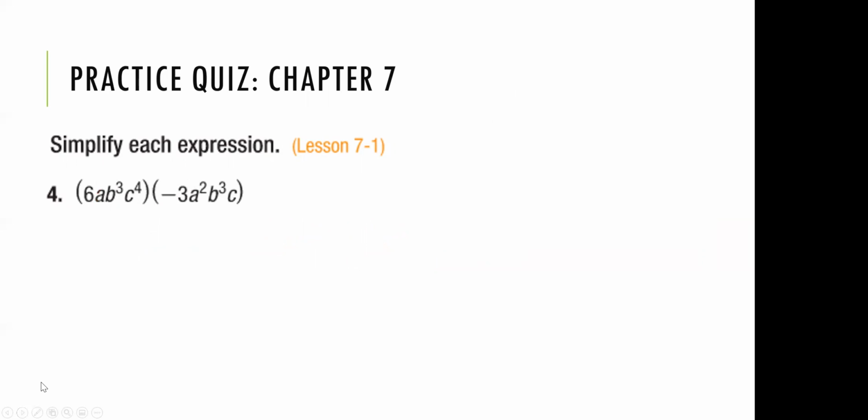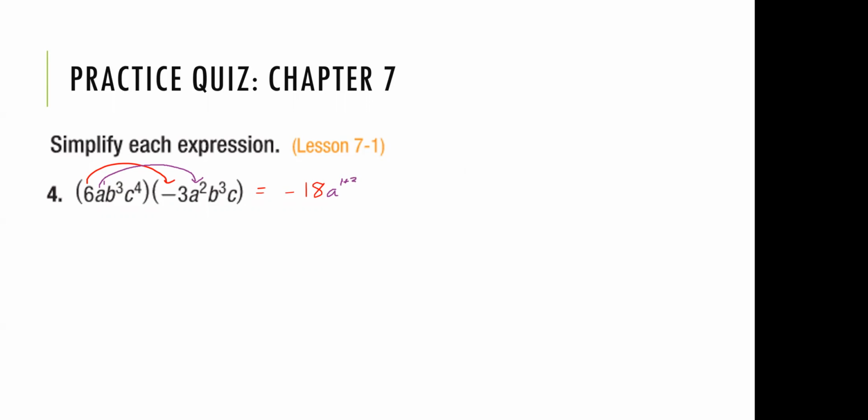All right. So next problem, we're going to multiply each one of these terms. So 6 times -3, that's going to give me -18. And then, let me just change colors here. Then I've got to multiply a times a squared. So remember, this is a to the first power. So a to the first times a to the second. That would be a to the power of 1 plus 2.